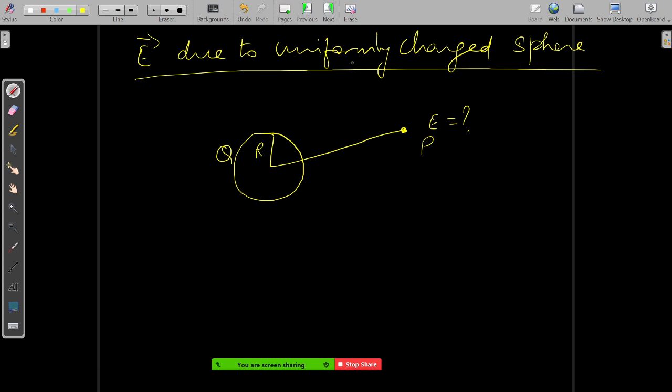Uniformly charged sphere means this charge is spread throughout the sphere. It's not a conductor where the charge is going to come only on the surface. So you can understand that it is some kind of an insulator, or some kind of a body where charge is not distributed only on the surface, but is spread across the body uniformly.